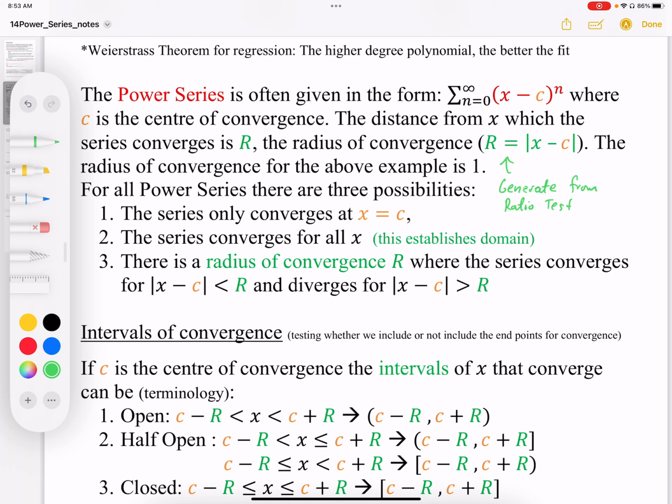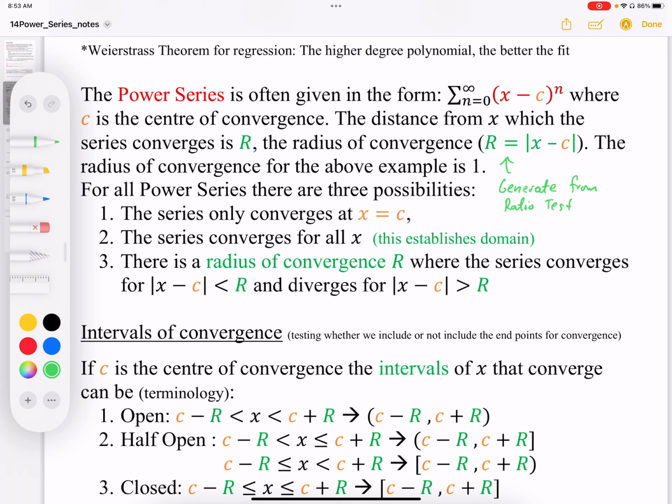Now, when we do this, the power series has three possibilities. It only converges at the center. That means that it's only good at that one point. The series can converge for all x, and this could be when the radius is infinite. There's some power series for which the radius can be infinite. And then the radius of convergence can have some specific radius. And that specific radius can be found from our ratio test.